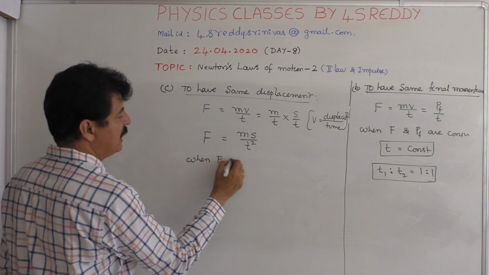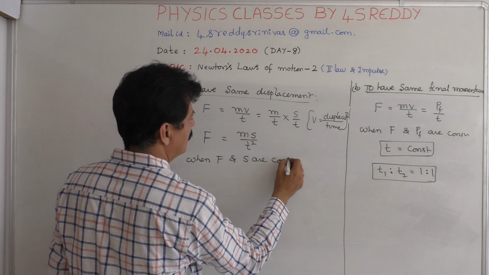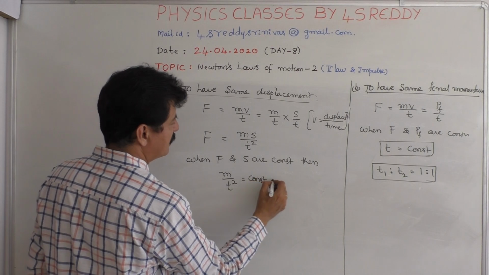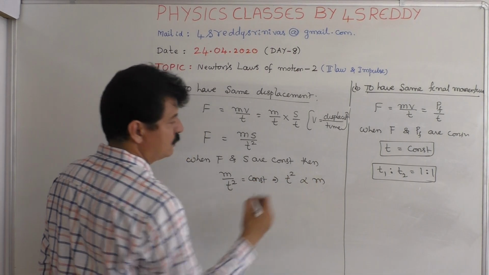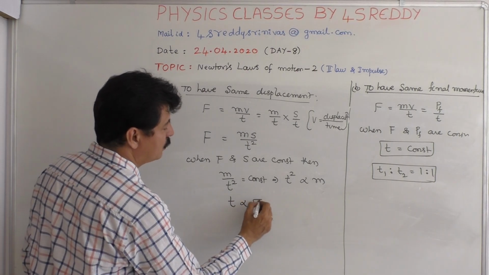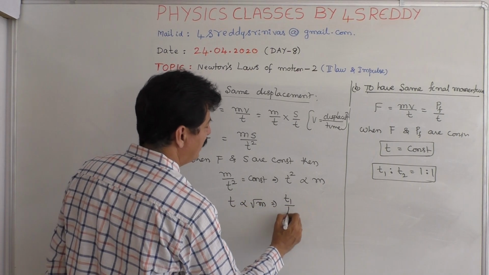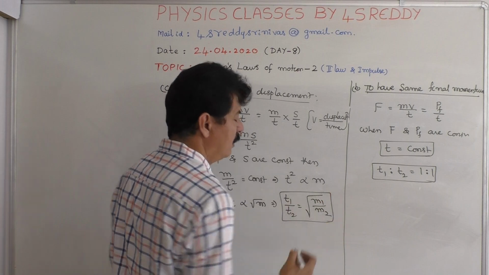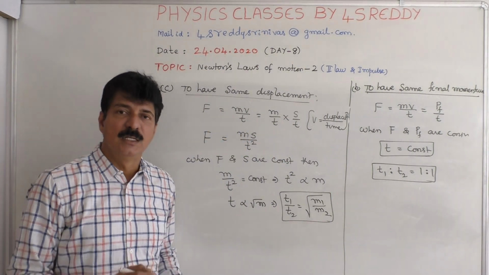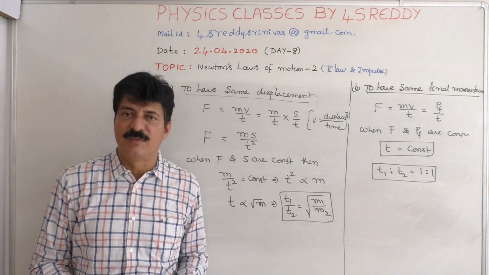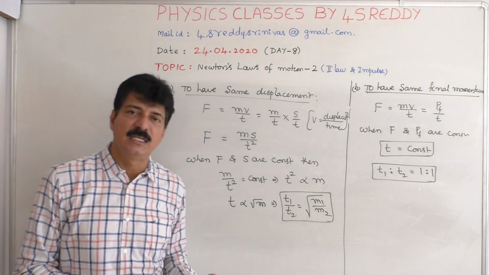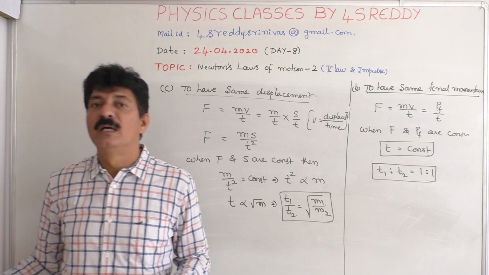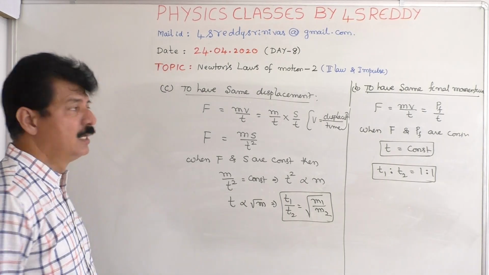When F and s are constant, then what happened? m by t square must be a constant, or t square is proportional to m, or t is proportional to root m. Therefore, t1 by t2 is root over m1 by m2. So, to have the same final displacement, the ratio of times taken must be the square root of the ratio of the masses. If you are given 2 kg and 3 kg, the ratio of times taken is root 2 is to root 3. This is another concept based on the simple formula F is equal to ma.